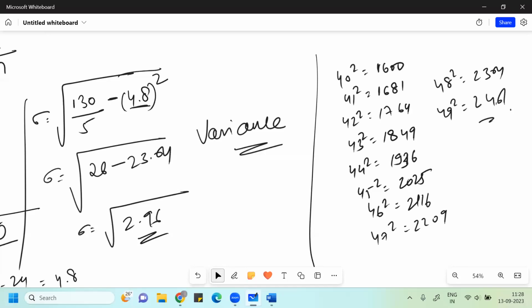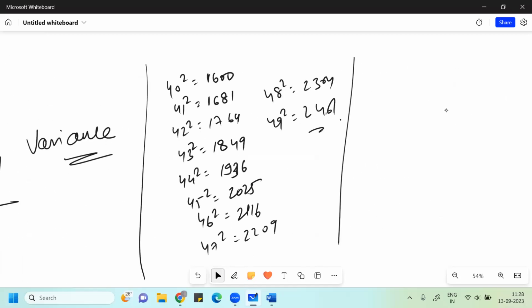I hope you are getting this part. Any number square, very easy. 99 square, you can write as 100 minus 1. Vedic maths. What is 1 square? 01. 99 minus 1 is 98. So the 99 square would be 9801.